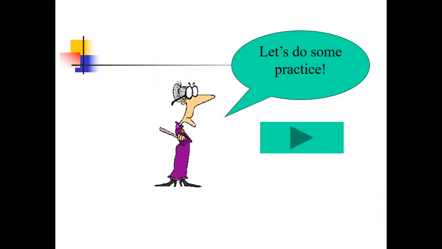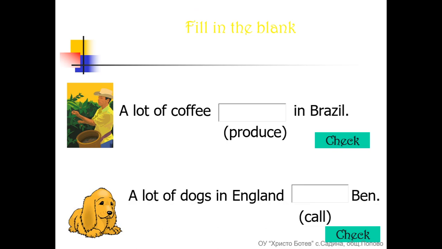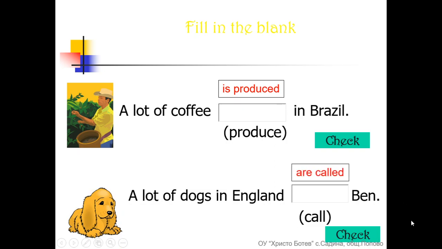Let's do some practice. Let's fill in these blanks with the appropriate forms of the verbs in brackets. Now, a lot of coffee (produce) in Brazil. Let's try to form a passive sentence using the verb in brackets. So, a lot of coffee is produced in Brazil. What about the following example? A lot of dogs in England (ban). A lot of dogs in England are called Ban.